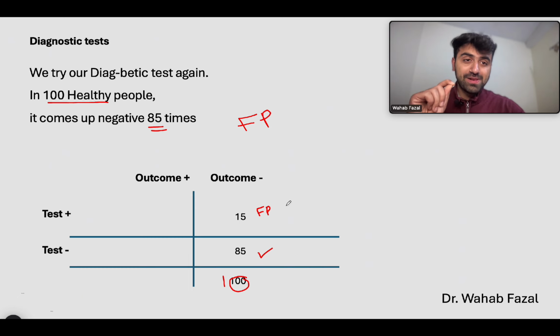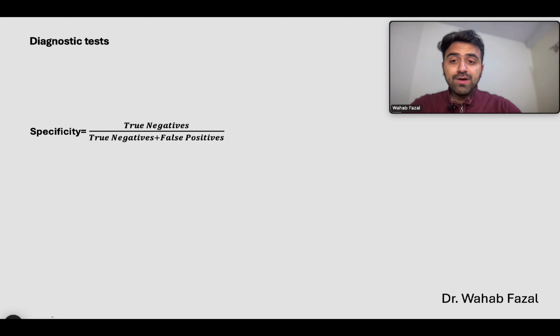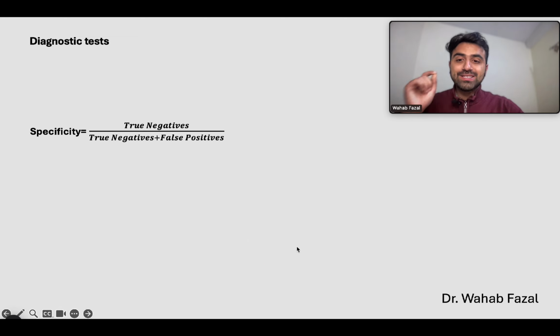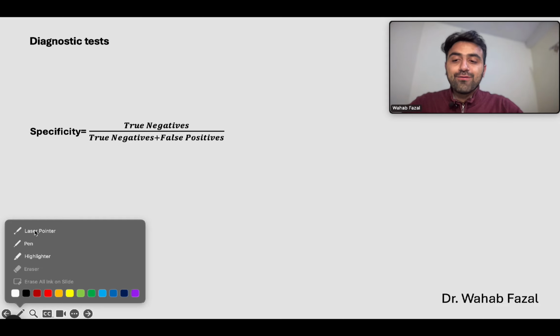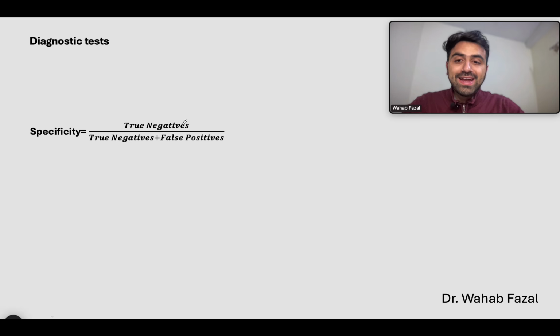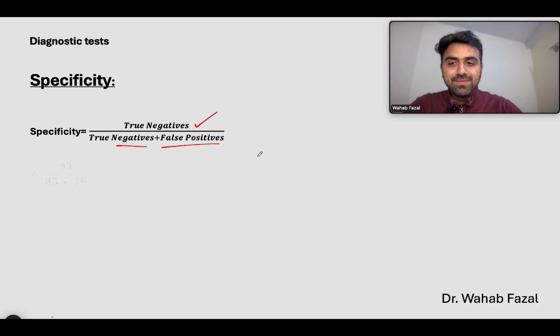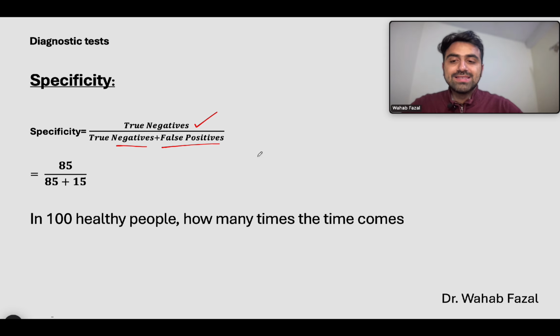In 100 healthy people, how many times does this test come up true negative? There are 85 true negatives and only 15 false positives. If we look at the formula for specificity, you will find out that it contains the same thing. For example, if we talk about 85%, it contains 85 true negatives over true negatives plus false positives, which means 85 over 85 plus 15 if we take our previous example. So if we put in this formula for the previous table, this comes up to be exactly this.